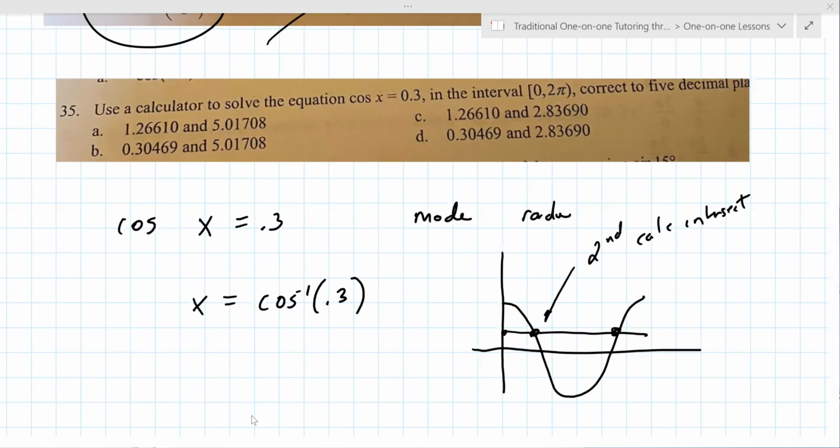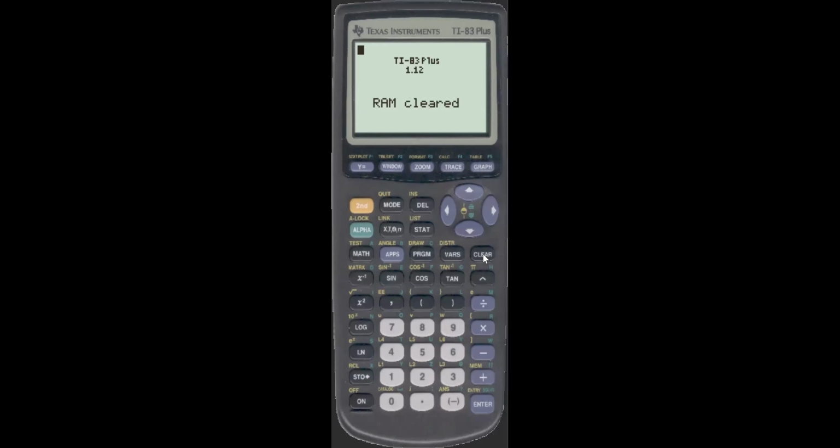Okay, so this is an 83 plus. Yours might be newer, but it's very much the same. So mode, it's got to be in radian. Then I go back to y equals, and I put in cosine x, there's x. And then I put in 0.3 in y2. Now, before you graph it, it's usually good to go to zoom or window. Zoom is better here. There's actually a zoom trig, which is 7. That's a better one. It gives you the window you want for trig functions.